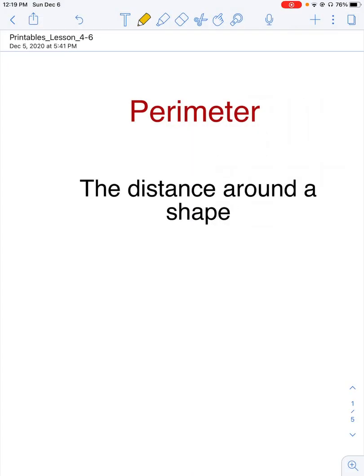Hi mathematicians! Today we are going to be learning about perimeter. Perimeter is the distance around a shape.